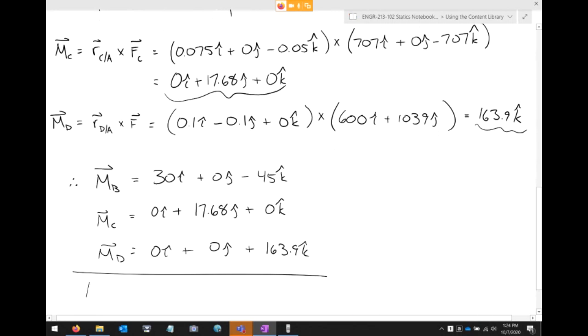And so the sum of those, so what do we got? We got 30I, and then 17.68J. And then here, what do we got? We got minus 45 and 163.9.